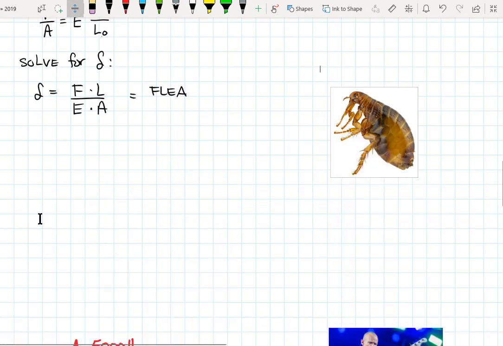So this thing we can use to calculate delta, a change in length, if we're given the force, how long the part is, what material it's made of, and something about its geometry, so we can calculate its cross-sectional area. So this might show up, actually, I think, let's come back, because I think I already drew a picture here.